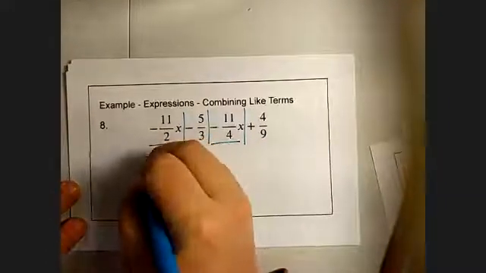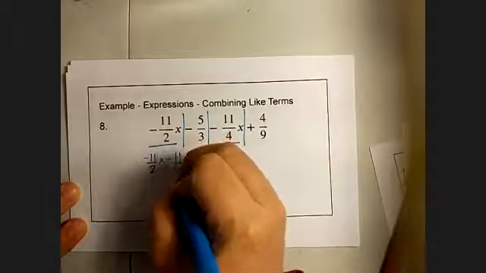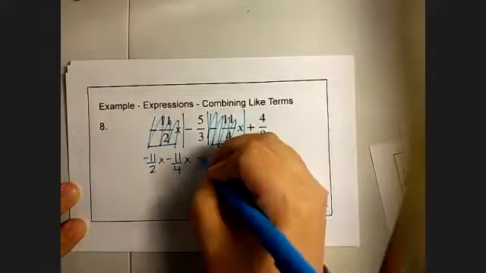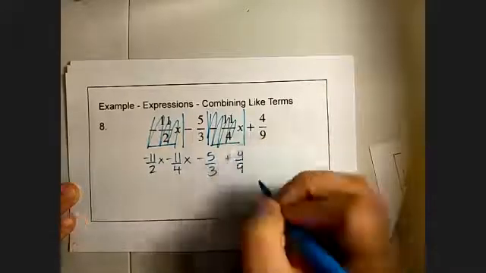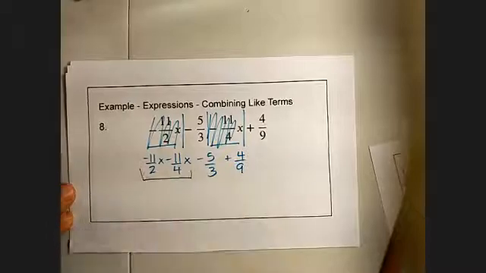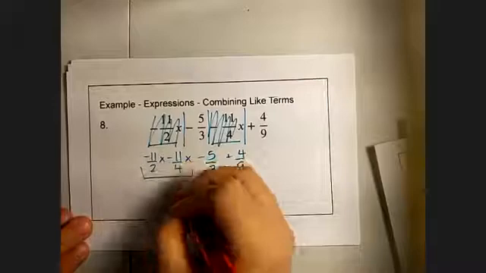So negative 11 over 2x minus 11 over 4x. Remember, we're writing everything in the chunk. Minus 5 over 3 plus 4 over 9. Okay, so now I need to be able to combine those two terms. So I need a common denominator, okay? 2 and 4 both go into 4.